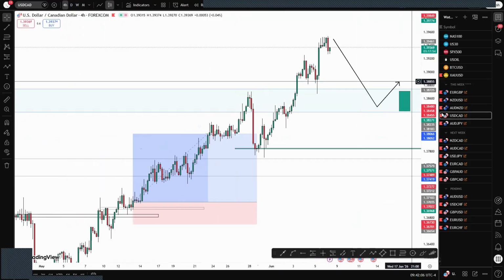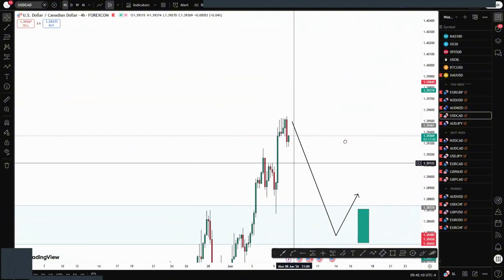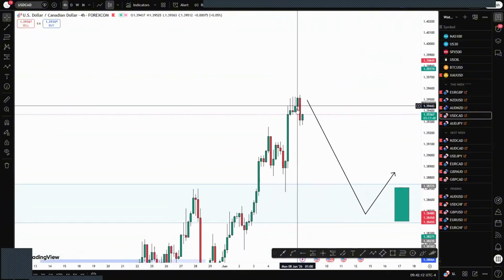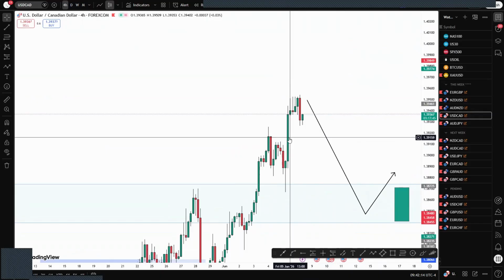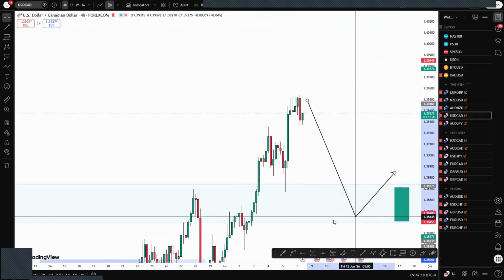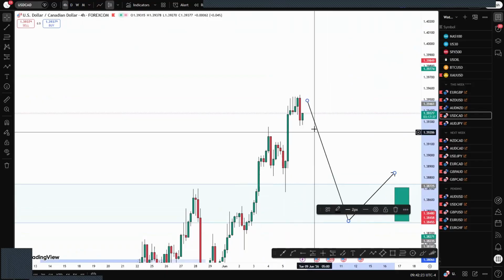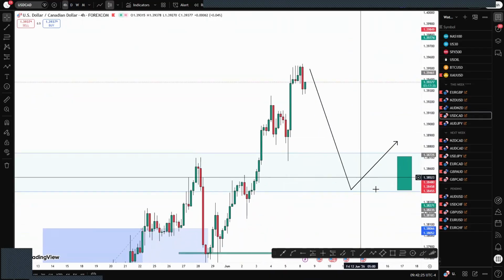USDCAD, I like the daily rejection so far, the 4 hour rejection. If you can continue having that momentum to the downside, hopefully price can break below the 4 hour low, higher low, and this would be a very good setup.